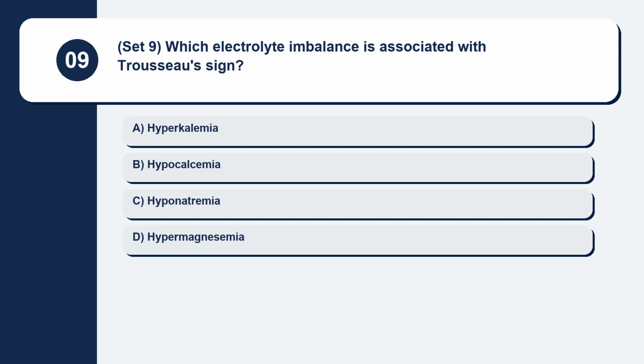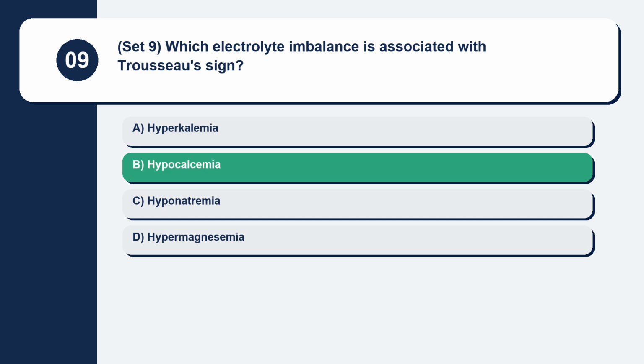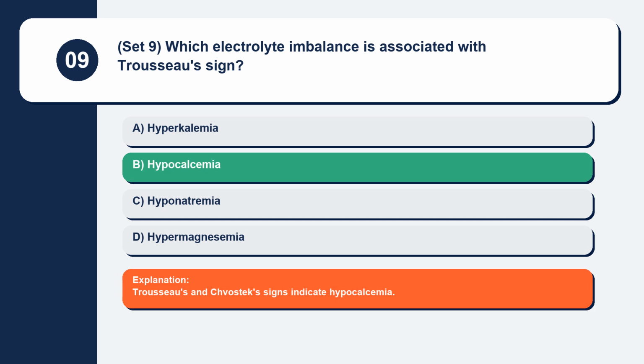Question 9. Set 9. Which electrolyte imbalance is associated with Trousseau sign? Hyperkalemia, hypocalcemia, hyponatremia, hypermagnesemia. Trousseau's and Chvostek's signs indicate hypocalcemia.